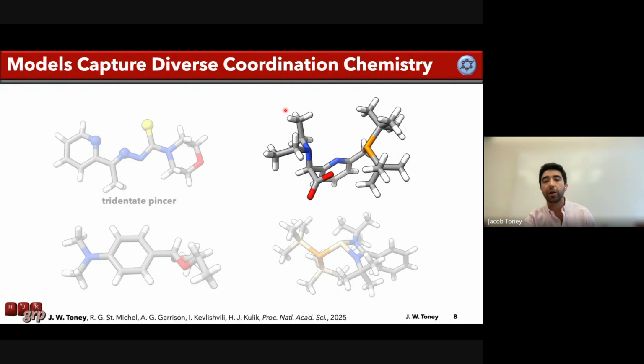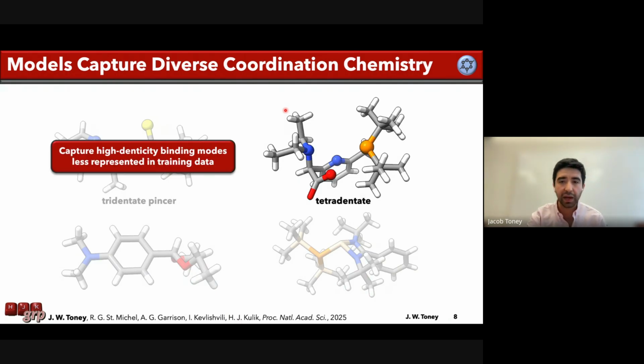Looking at this complex here on the right, it's truly a pentadentate complex, and our model is able to capture these high density binding modes that are less represented in the training data. Remember, the majority of our training data was mono, bi, or tridentate, and the model was able to perform well on these higher density modes.